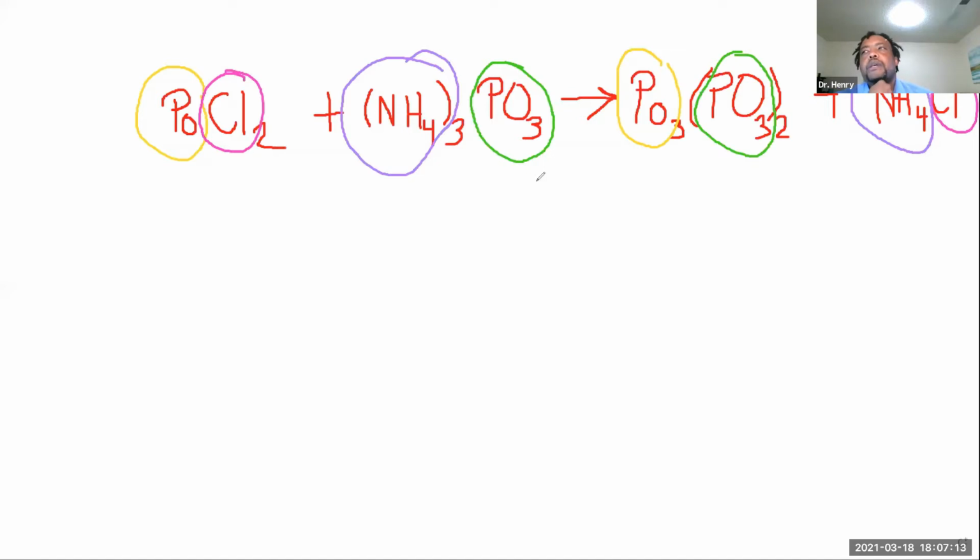Okay. So we can write these guys like we did with just the individual letters. We can write these as units since they're moving as units. So we could have our PO3, we could have our NH4.